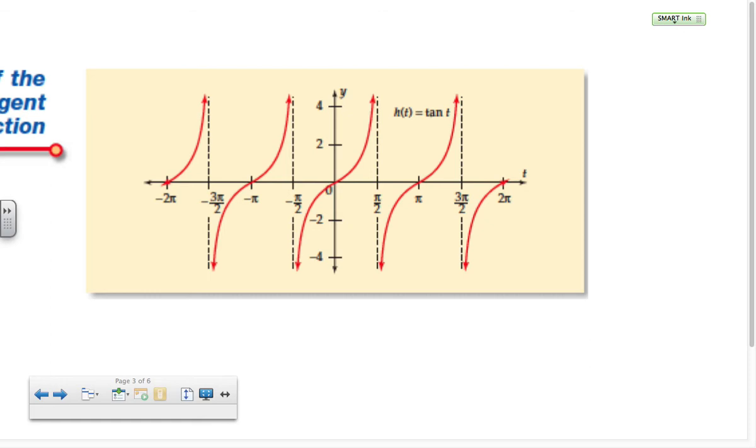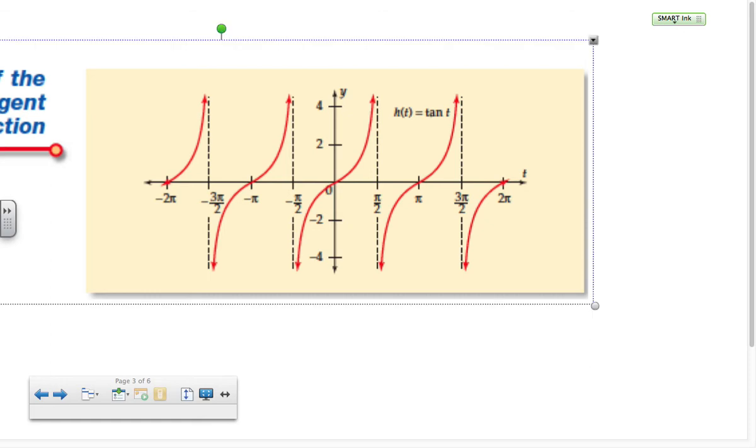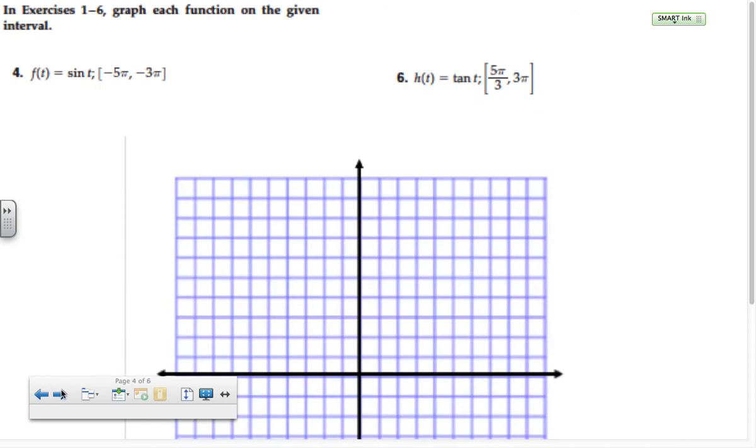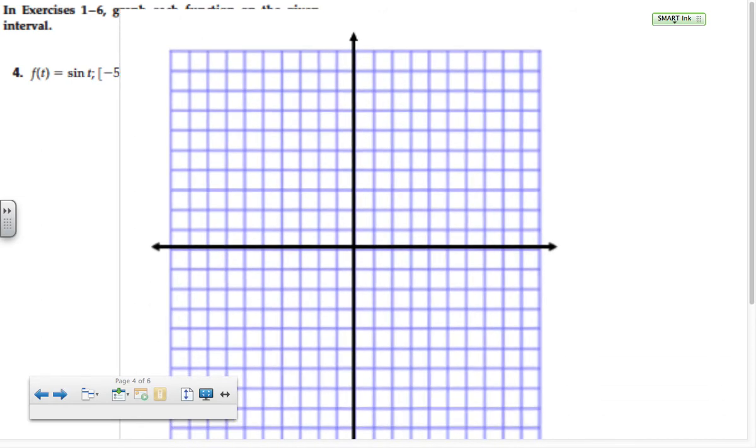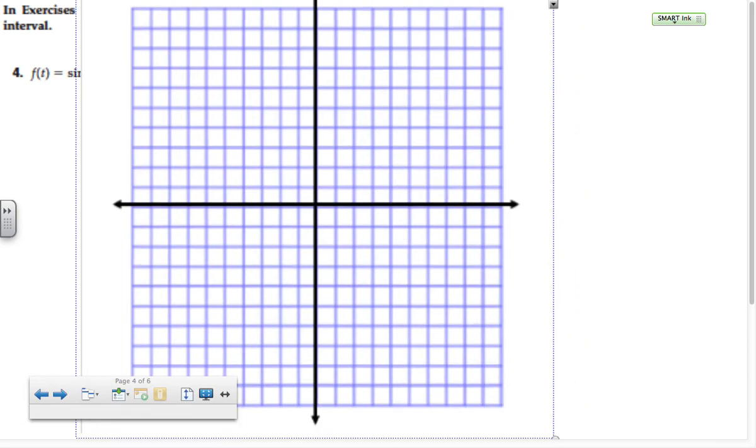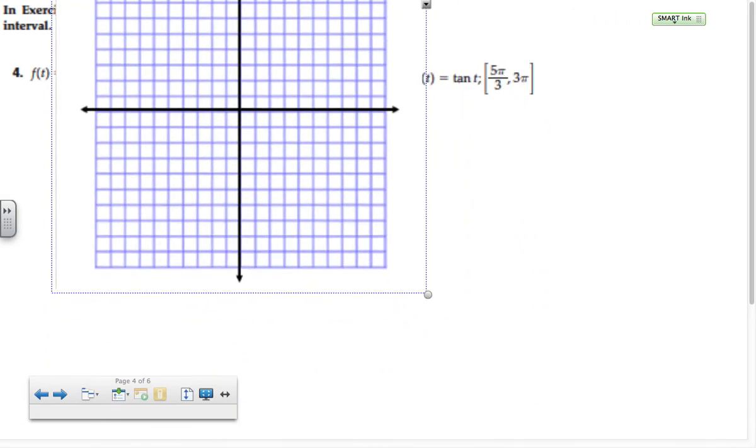Okay, so at the pi's are where it crosses the axis and it flips direction. Right? So that's just important to realize that that's what it's doing. So, all right. So we're going to graph each function on the given interval. So this is kind of fun. You will probably need some graph paper for this. This ended up being super big, so I'm going to shrink it up a little bit.